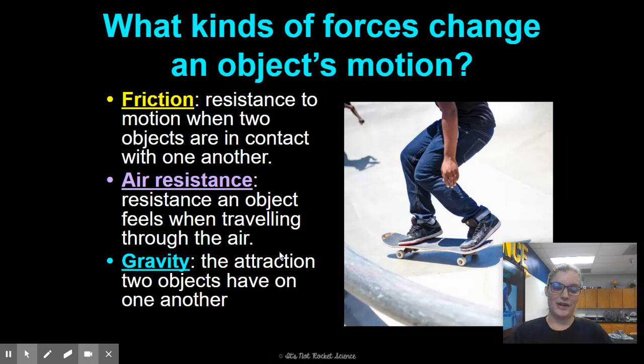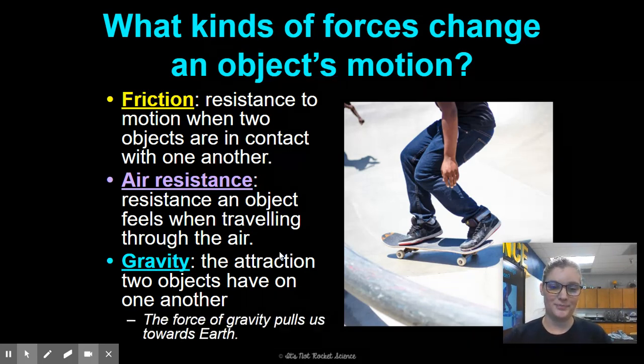And that's the attraction that two objects have on one another. Now, we think of gravity mostly as the Earth, and the Earth does have gravity, but so do we. So do two objects that are just right next to each other. It just depends on which is the stronger one.